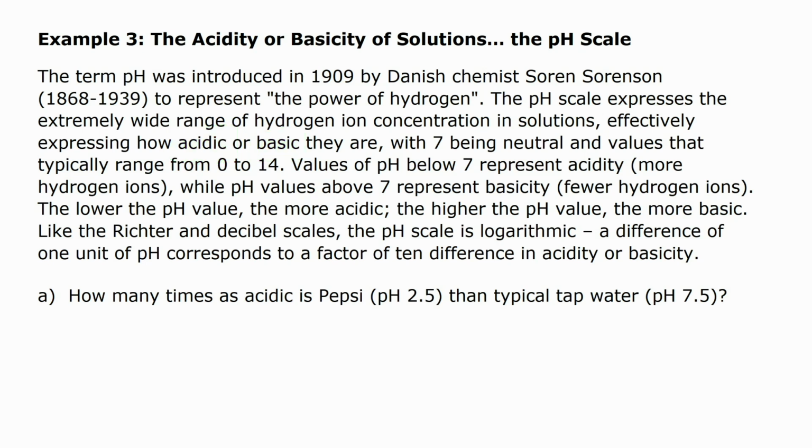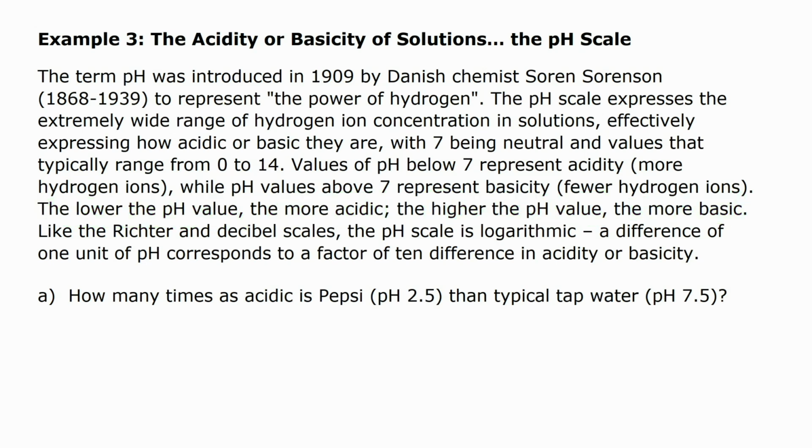So this scale, the numbers range usually from 0 to 14, but the value of 7 in the middle represents neutral, something that is not acidic or basic. Values of pH that are below 7 represent things that are acidic. There are more hydrogen ions, and values of pH that are above 7 represent basicity, as in there are fewer hydrogen ions. The lower the pH value, the more acidic something is. The higher the pH value, the more basic it is.